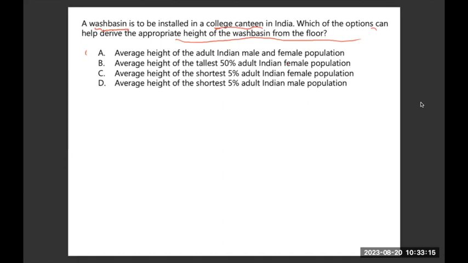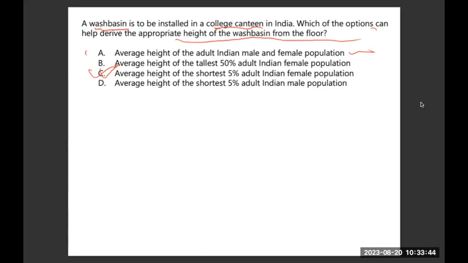All right. In this case, the correct answer will be option C. Why option C will be the correct answer is, first says average height of Indian male and female. If you look at it in the Indian context, the height of females on average is relatively shorter compared to the males.